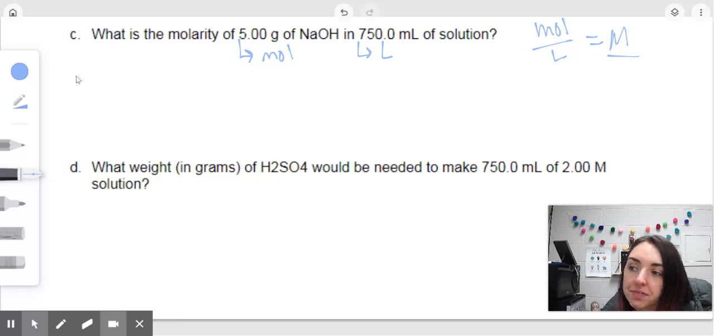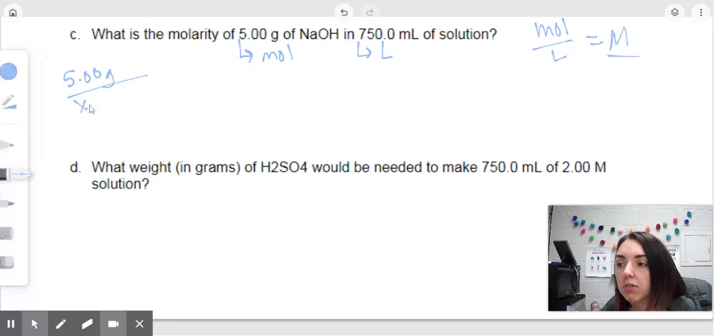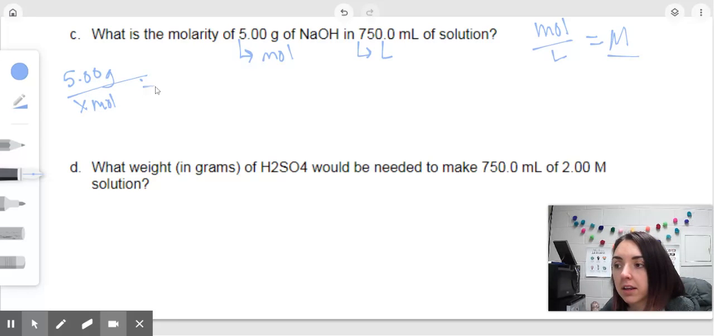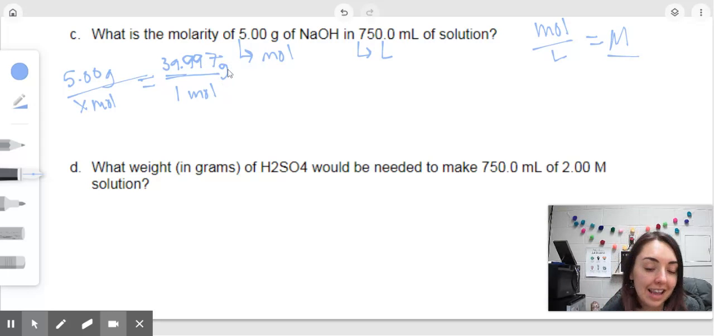So let's get our 5 grams of sodium hydroxide to moles. We've done this before, 7.1. So I already looked up my molar mass of sodium hydroxide, and it's 39.997. I got that from the periodic table. I added up 1 sodium, 1 oxygen, and 1 hydrogen. And that gave me the molar mass of sodium hydroxide. So then I solve for X. I'm not going to show you that part just because we've already done this.